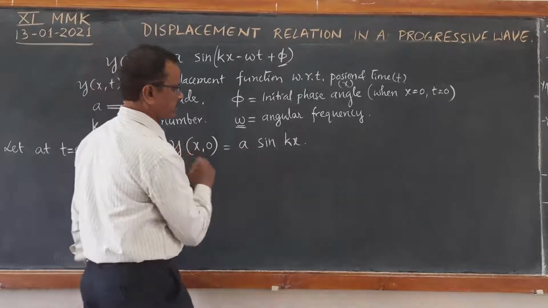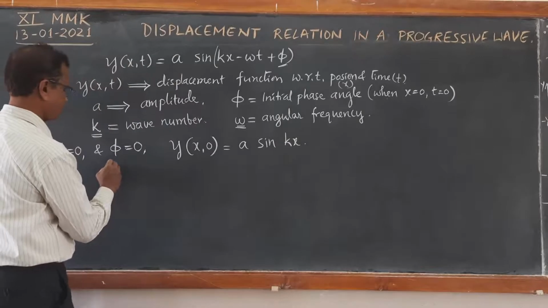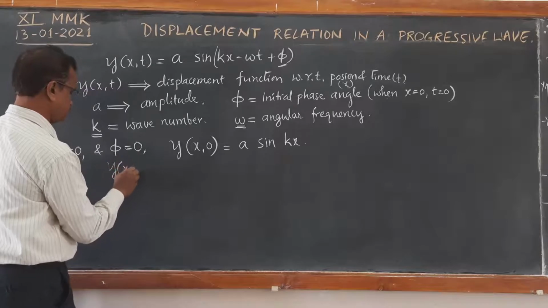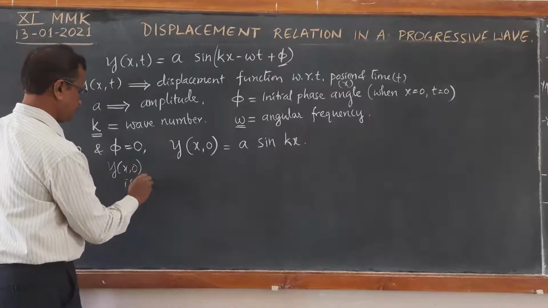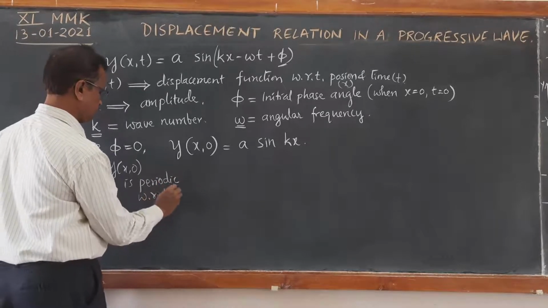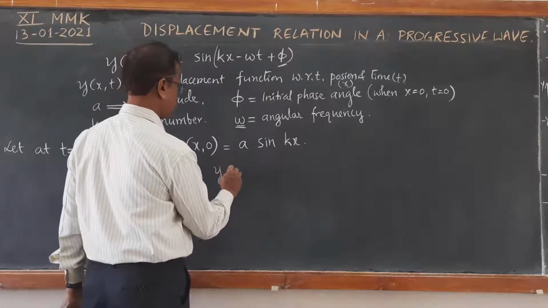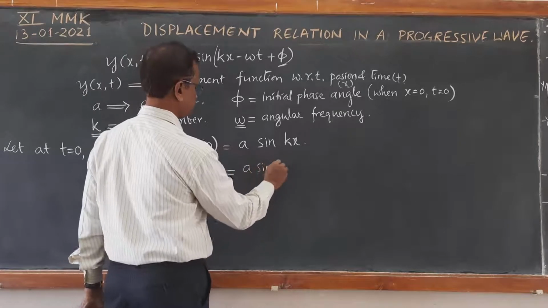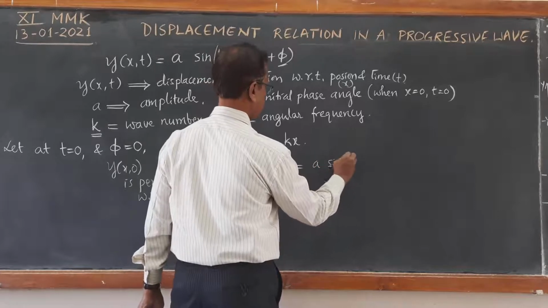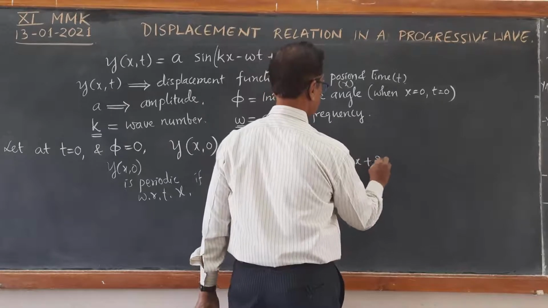So y(x,0) will be periodic with respect to x if A sin kx is equal to A sin(kx + 2π).